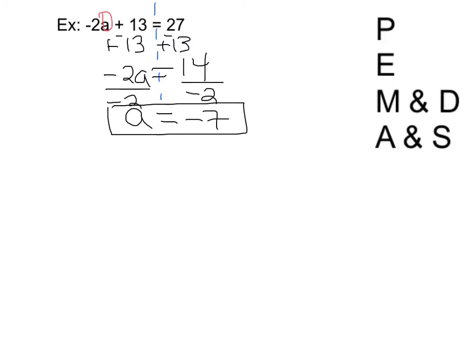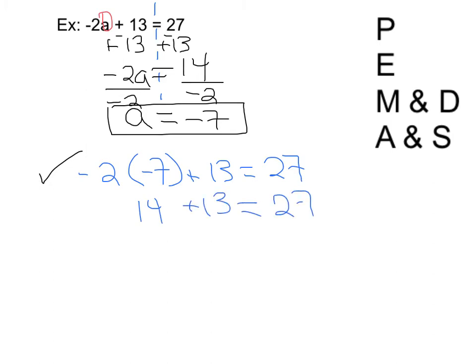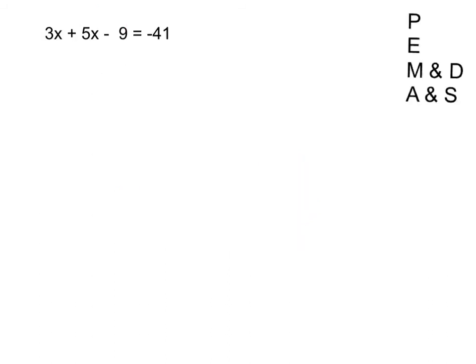It is always a good idea to check, especially as you get into harder and harder algebra. To check, all you need to do is substitute the answer for your variable back into the original problem. Go ahead and simplify the left side of my equation, and my goal is to end with something that's just true. So negative 2 times negative 7 is positive 14, and I'm left with 27 equals 27. That is true. 27 does equal 27, so I know my answer is correct. A equals negative 7. Here's our next problem.